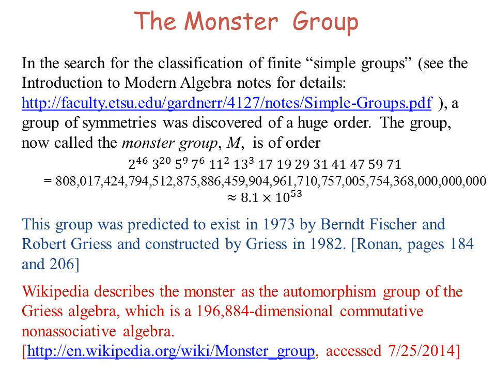Wikipedia describes the monster as the automorphism group of the Griess algebra, which is a 196,884 dimensional commutative non-associative algebra. The important thing to take from this is that the monster is a symmetry group of an object in 196,884 dimensional space. So these symmetry groups are prolific.